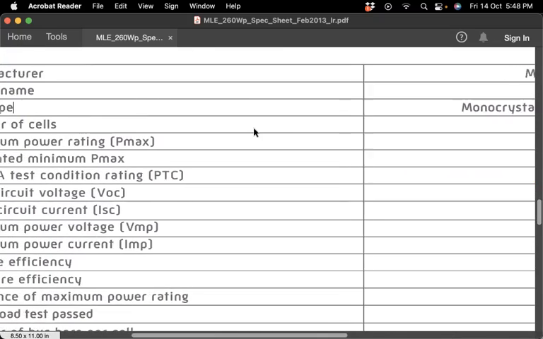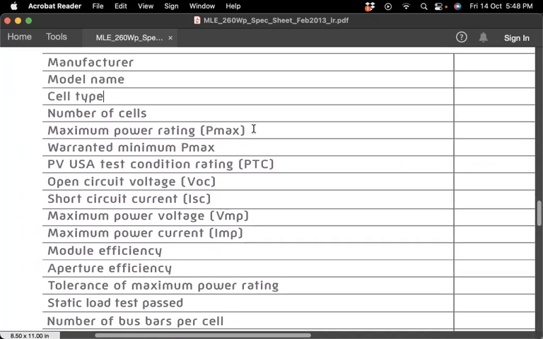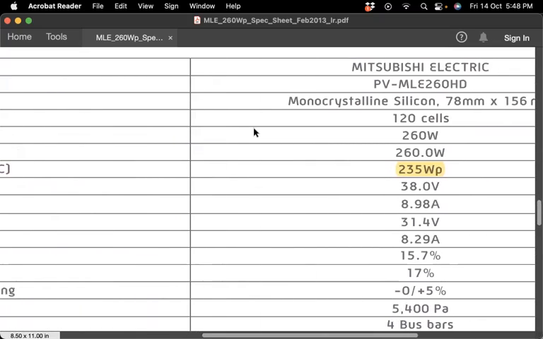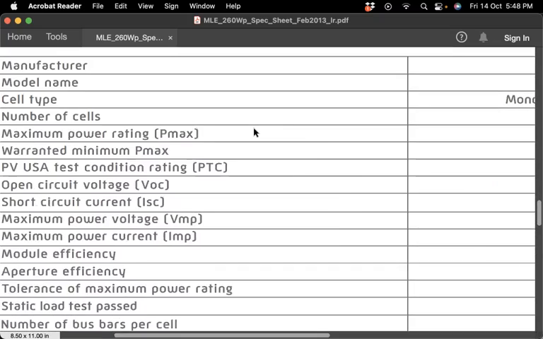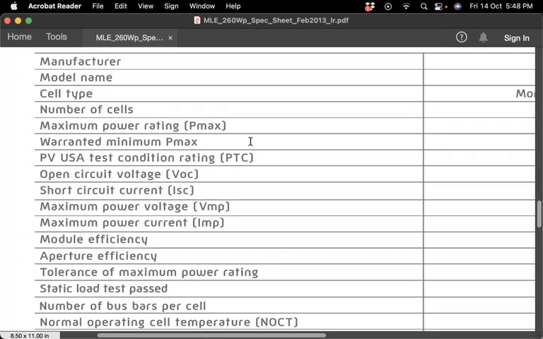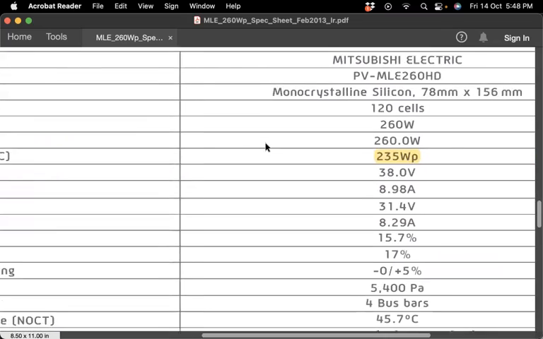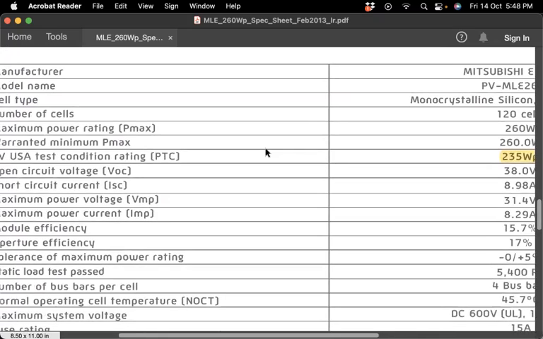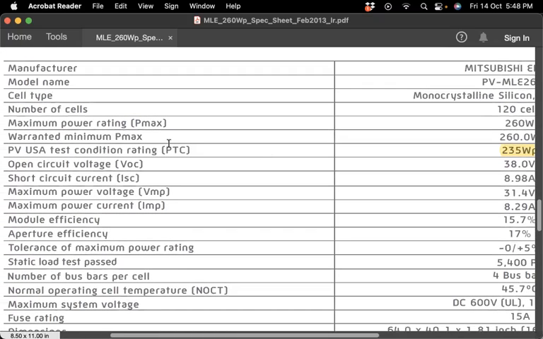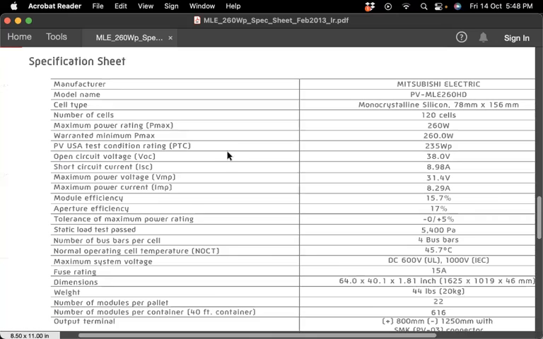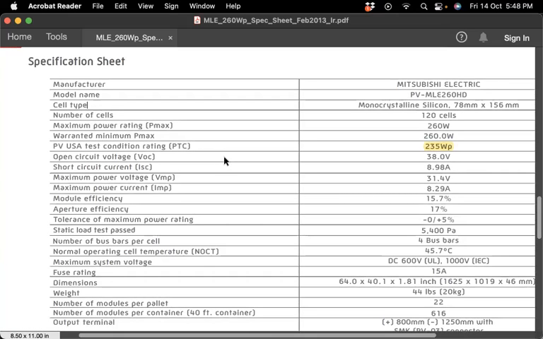Then we have the warranted minimum Pmax, which is still 260 watts. And this is a test condition rating. Another test condition, which is somehow out of the scope of our case, is a US test condition called PTC. It is not generally used in Egypt.